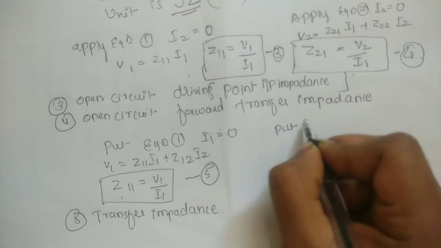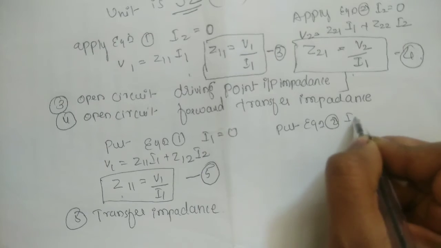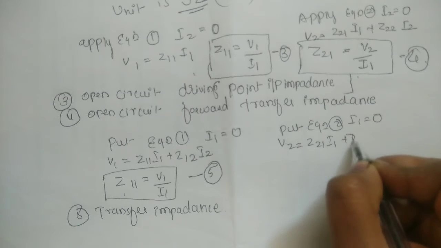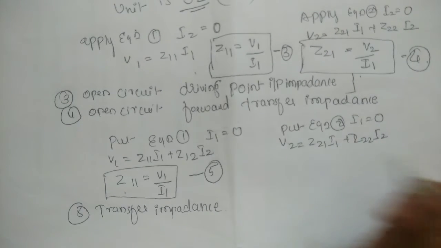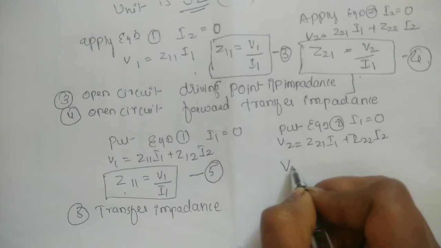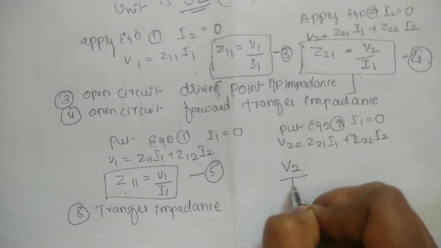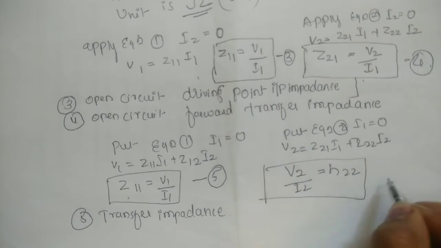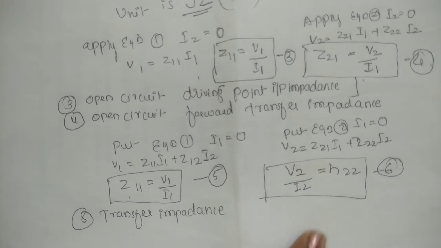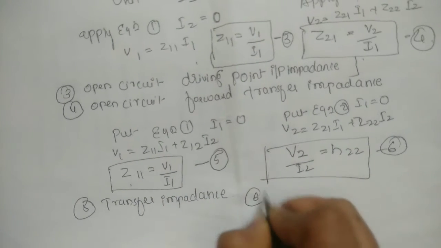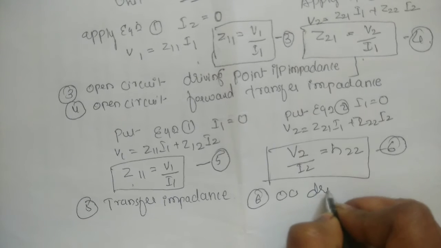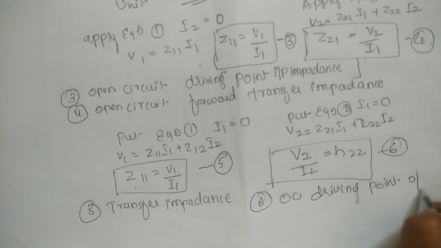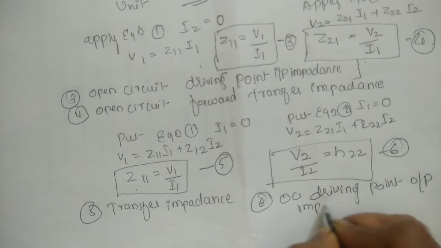Put I1 equals 0 in equation 2. What will come? V2 equals Z21 I1 plus Z22 I2. Correct. V2 divided by I2 equals Z22. This is equation number 6, the open circuit driving point output impedance.